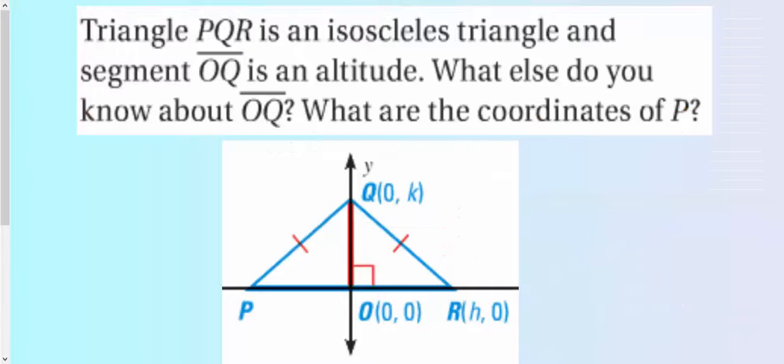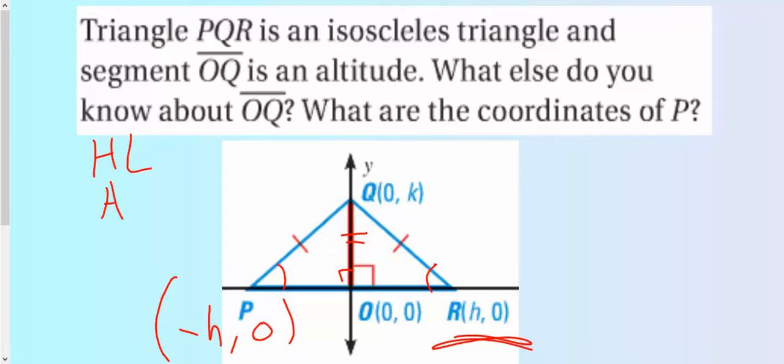So there you go. And then triangle PQR is an isosceles triangle. Segment OQ is an altitude. What else do you know about OQ? What are the coordinates of P? Let's start with the coordinates of P first. Since this is isosceles and this is h comma 0, this has to be negative h comma 0 for starters. Those two angles are the same because of the base angles theorem, and this is reflexive. So these two triangles are definitely congruent by either HL or angle side.